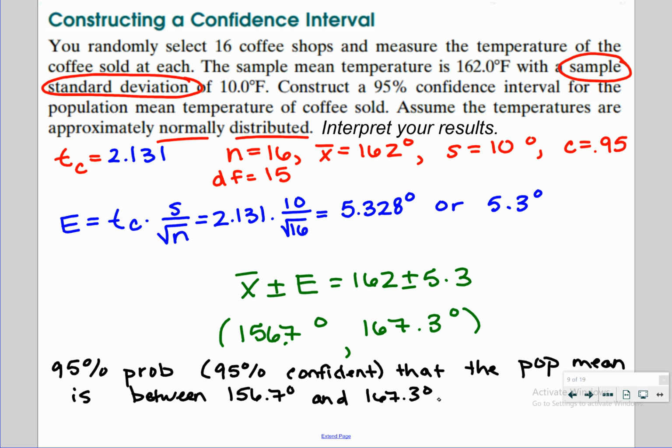Okay, so that is always what we are estimating in 6.1 and 6.2, that population mean. That's what our interval represents. Okay, so hopefully it falls in there somewhere. Any questions on that problem?